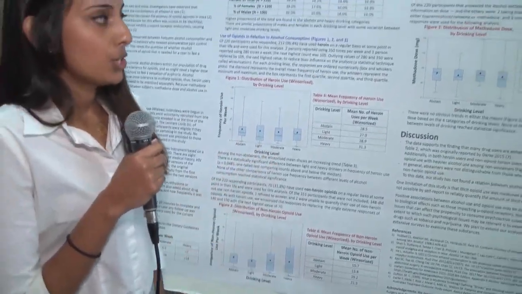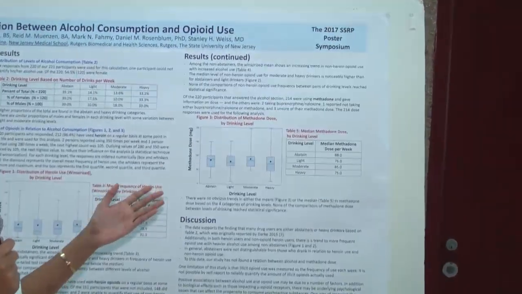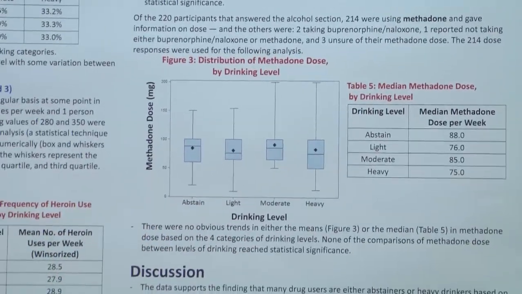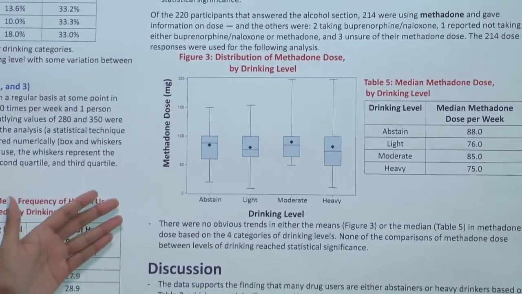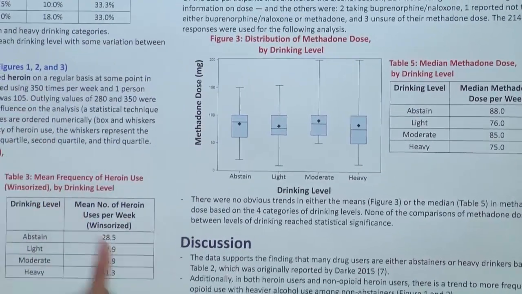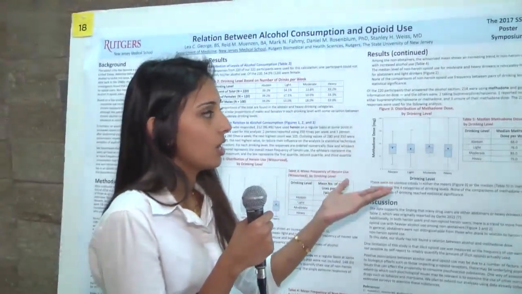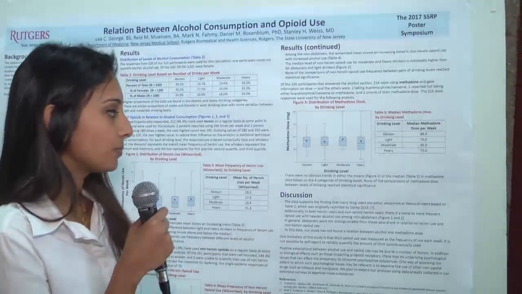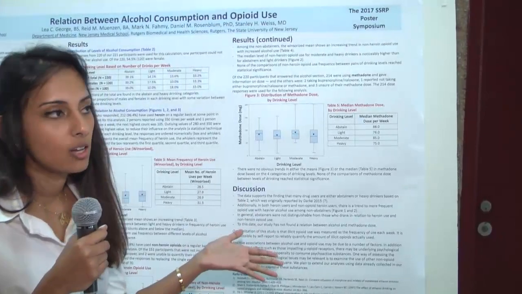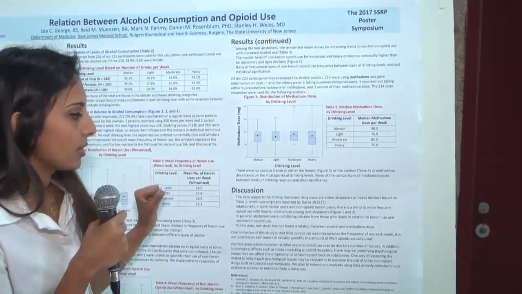Next, we also looked at methadone dose by drinking level, and that was because methadone is also an opioid. And here we could see no obvious trends in either the means nor the median. And this kind of shows how there could be more of a biological effect compared to a more psychological effect that could be influencing the amount of opioid use due to alcohol. Like with the mu opioid receptor, rather than, okay, I'm going to drink a lot of alcohol, then maybe I'm going to also use more drugs. So we do think it might be a little bit more biological based on that.